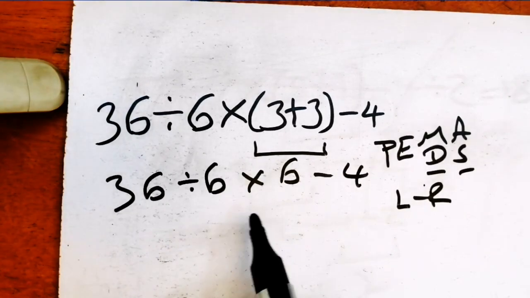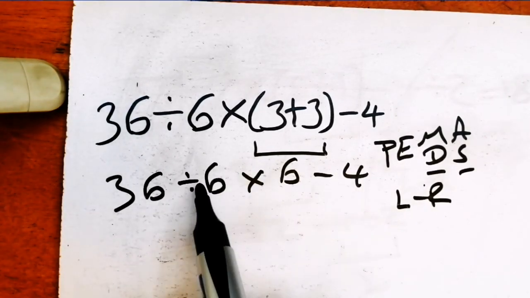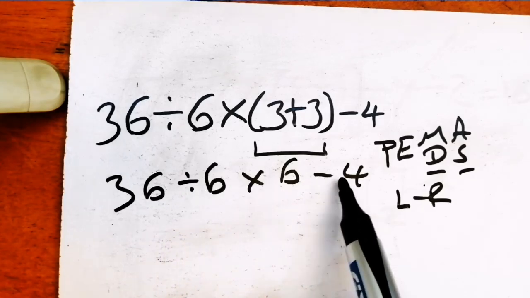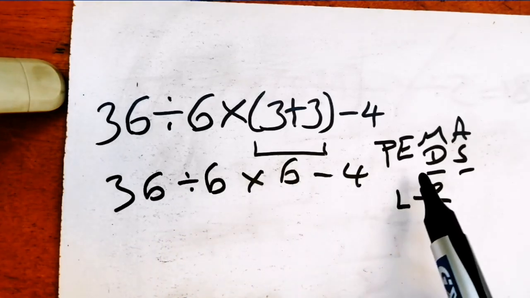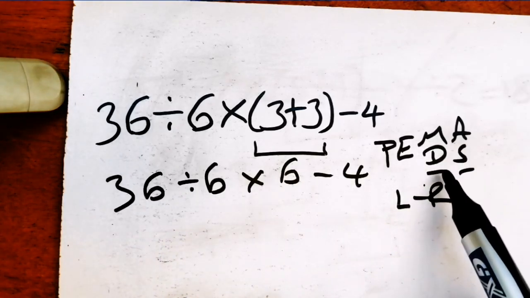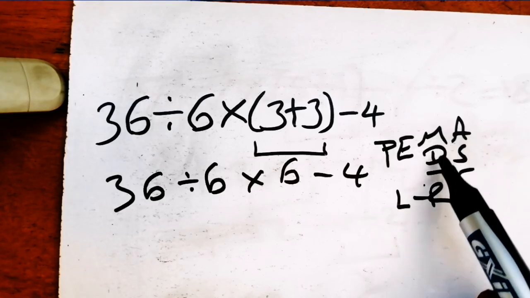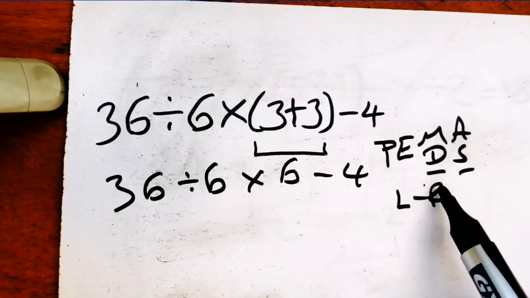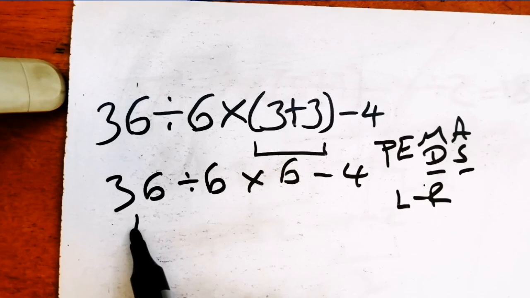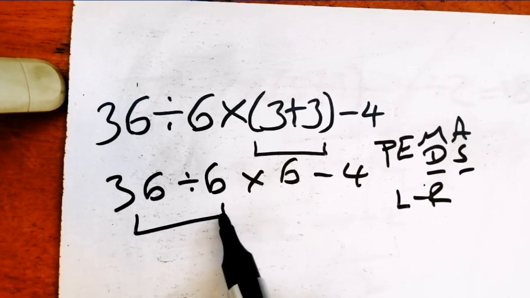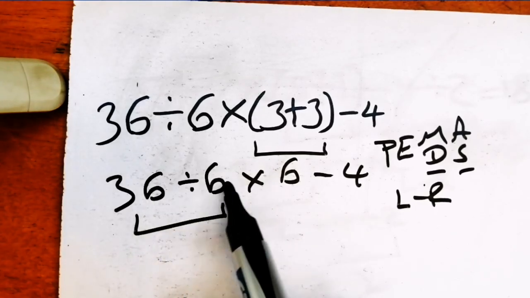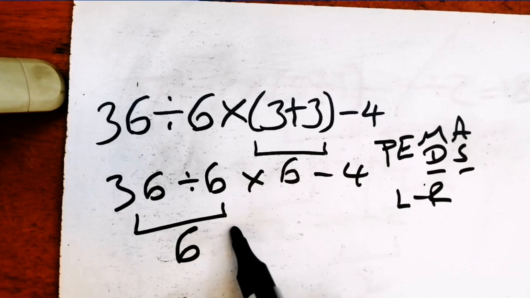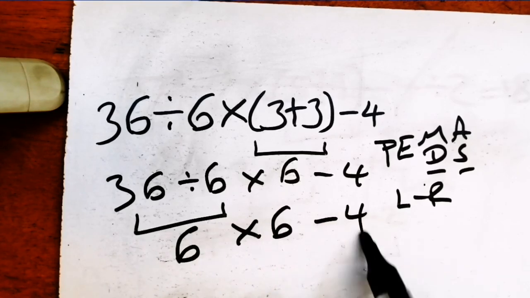Here in this expression also there is one division, one multiplication, and one subtraction. Remember that multiplication and division have equal priority, so we have to work from left to right. This division comes before this multiplication. Therefore, 36 divided by 6 equals 6. Then 6 times 6 minus 4.